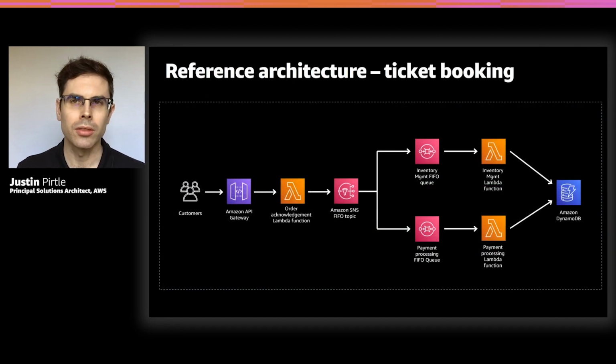So putting all this together, a reference architecture for a FIFO application might look something like this. You first send a message to API Gateway, which could have a Lambda function acknowledge the order, generate an order ID, and send it to a FIFO topic. That FIFO topic could fan out to SQS FIFO queues, at which point our inventory management FIFO queue could decrement the seats for the concert that you're selling quickly and guarantee in the rare event we oversold a seat that the first order received would get that seat and not the second.